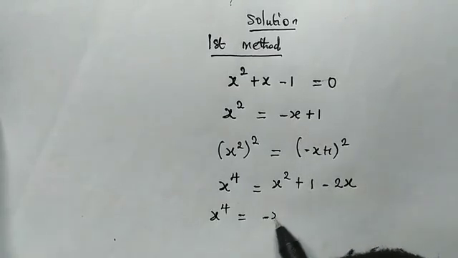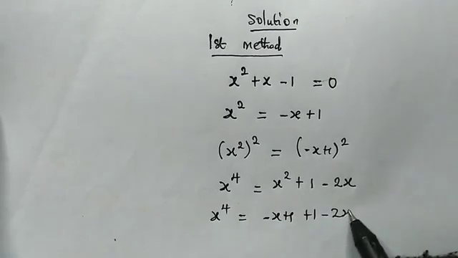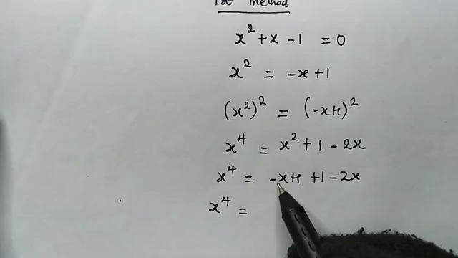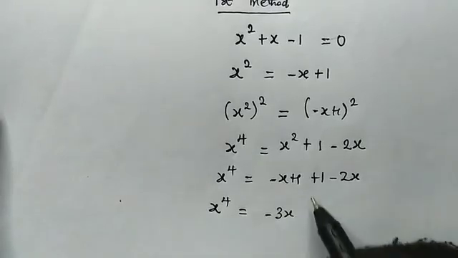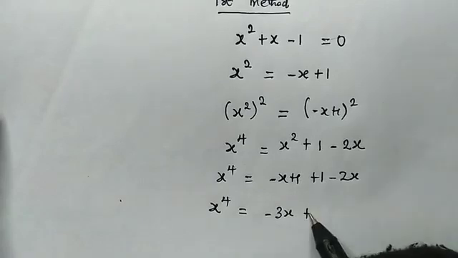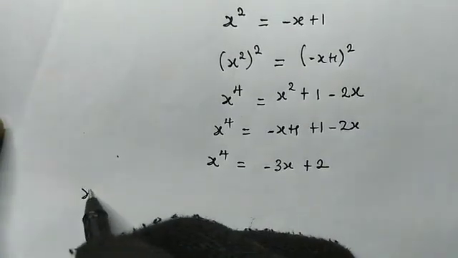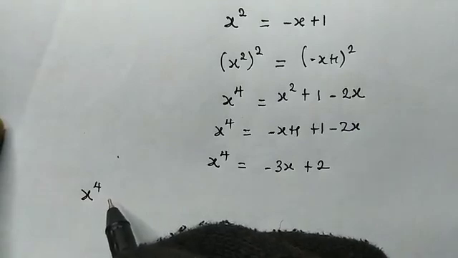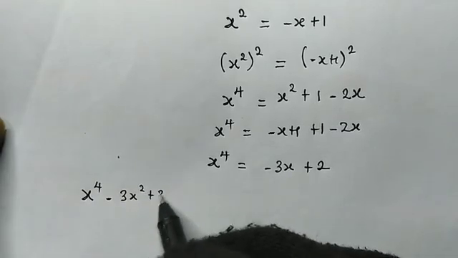So here we have negative x plus 1. Then here we have plus 1 minus 2x. So from here we have x to the power of 4 is equal to negative x minus 2x is negative 3x. Then 1 plus 1 here is 2. Now let us recall back again. The expression we're asked to evaluate is x to the power of 4 minus 3x squared plus 3.